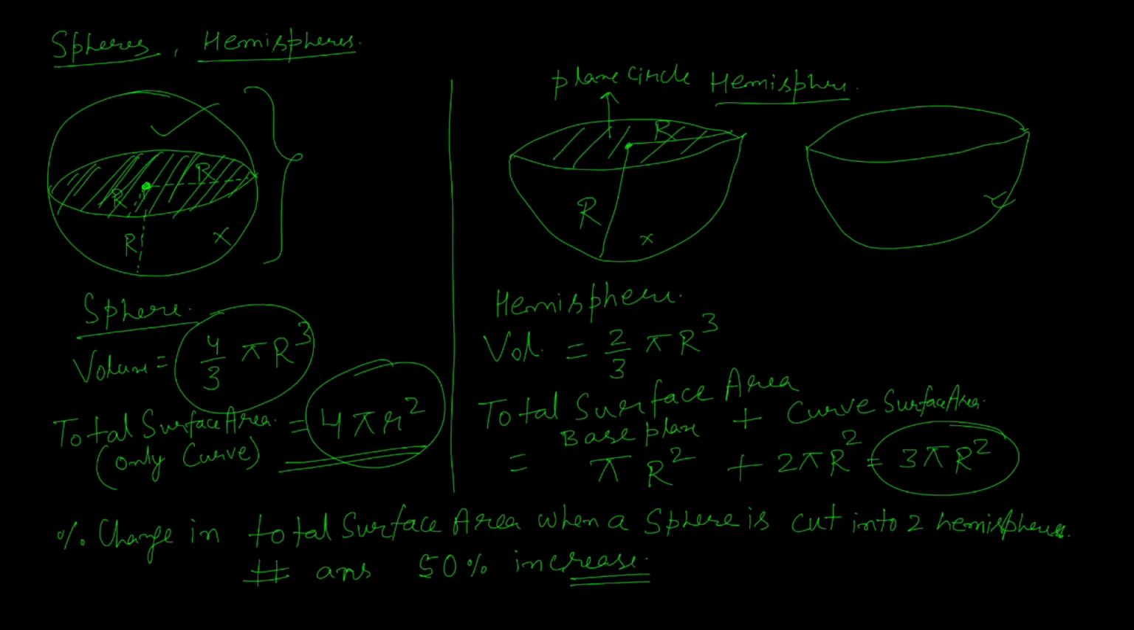Okay, you will get two hemispheres. So the total surface area will be 6 pi r square. Original was 4 pi r square and this is 6 pi r square. So answer would be 50% increase. I hope you can see that.